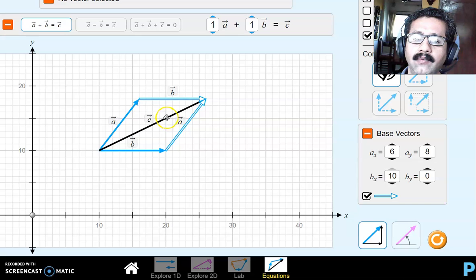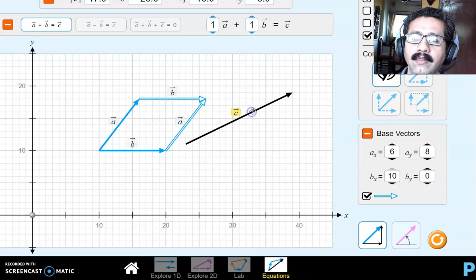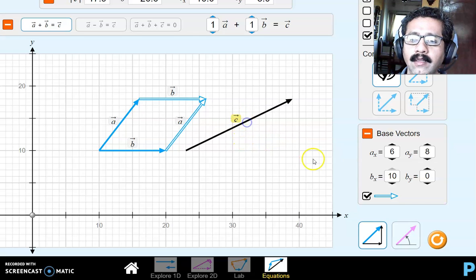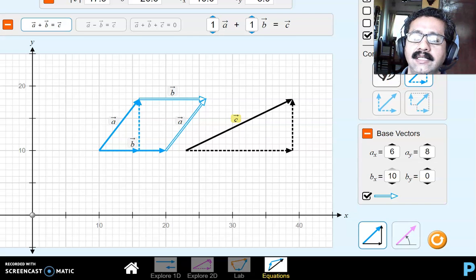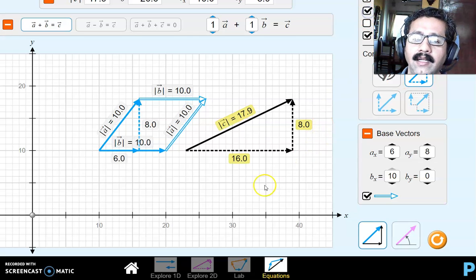So this resultant vector C must have its vector representation as 16i plus 8j. Now let me check if it is 16i plus 8j here, and I find it is 16 here and 8 here. So it is 16i plus 8j. That is what you have. How much A and B are, we already know, so I'll just take this off again.